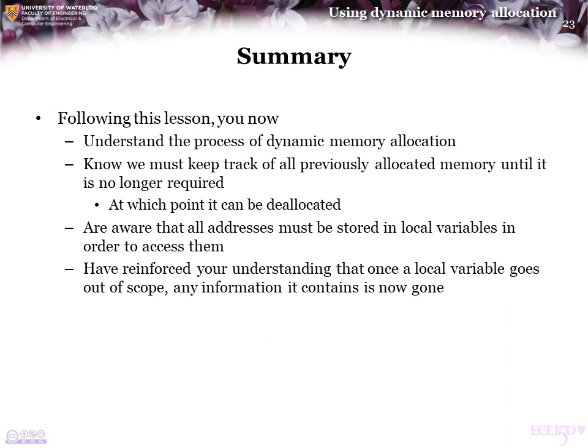So, following this topic, you now understand, hopefully better, the process of dynamic memory allocation and deallocation. You know that you must keep track of all previously allocated memory until it is no longer required, at which point you can deallocate it. You are aware that all addresses of any dynamically allocated memory must be stored in local variables in order to access them. And you now have reinforced your understanding that once a local variable goes out of scope, any information it may contain is gone.